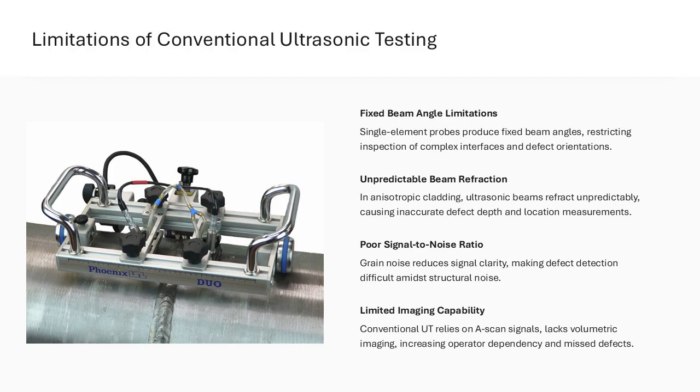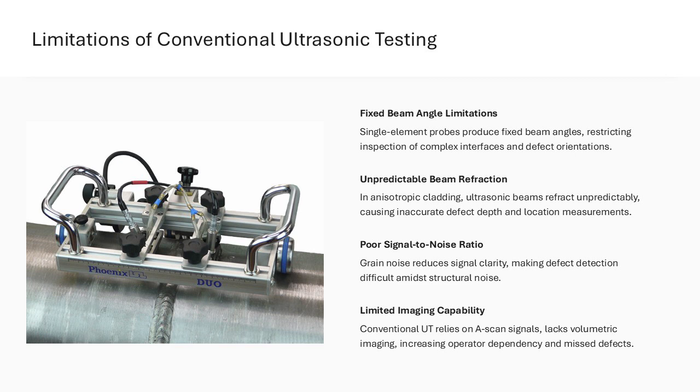Conventional ultrasonic testing, typically using single-element straight beam or angle beam probes, has long been a standard inspection method for carbon steel components. However, its effectiveness is significantly reduced when applied to stainless steel cladded materials. Single-element probes generate a fixed beam angle and focal point, limiting the inspector's ability to interrogate complex interfaces or orient the beam optimally for defect detection.